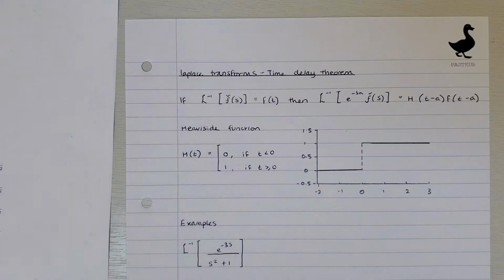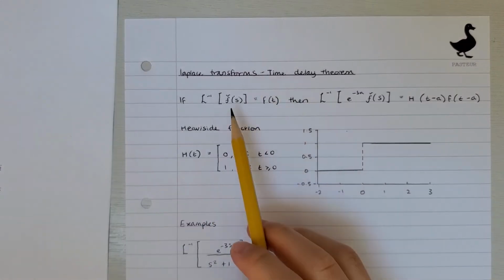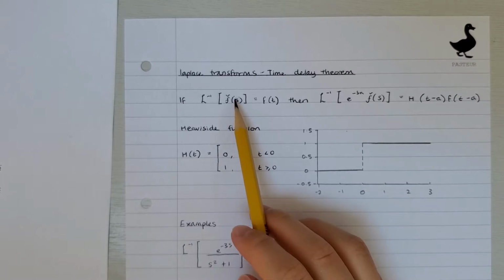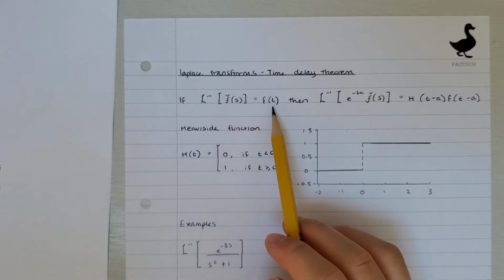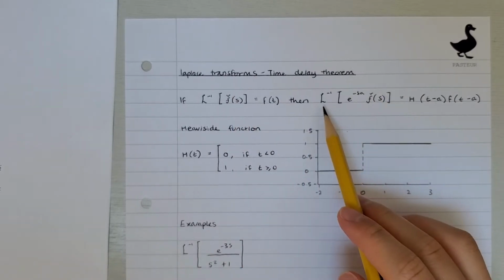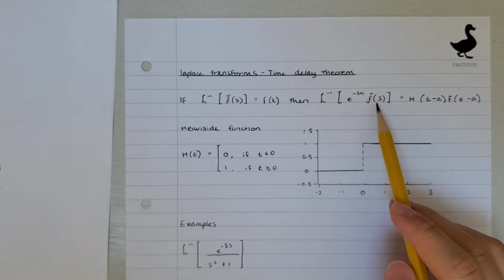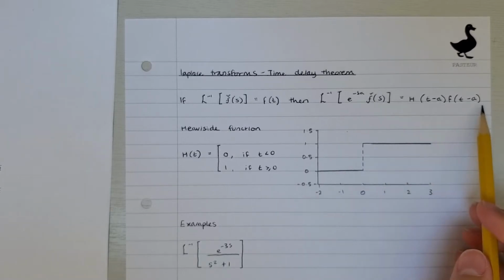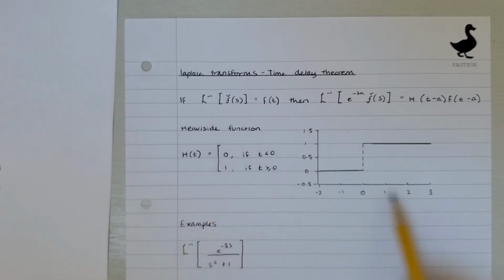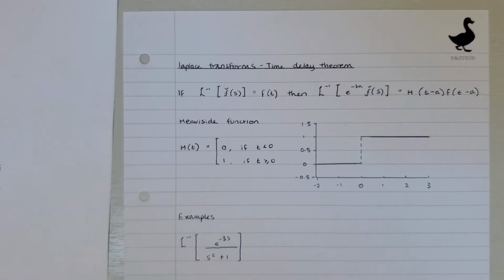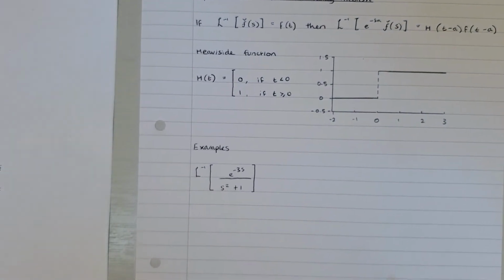In this video, we're going to go over Laplace transform, specifically the time delay theorem. So, if the inverse Laplace transform of a function of s is a function of t, then the inverse Laplace transform when you have e to the negative sa with the function involves the Heaviside function. So this is the Heaviside function. So we're going to do some examples now.